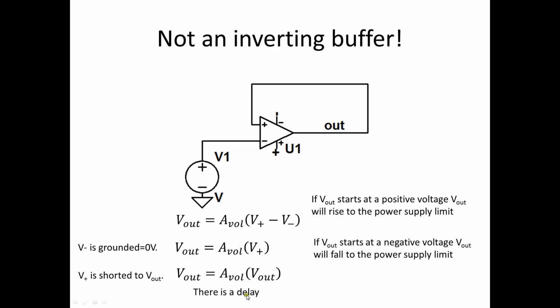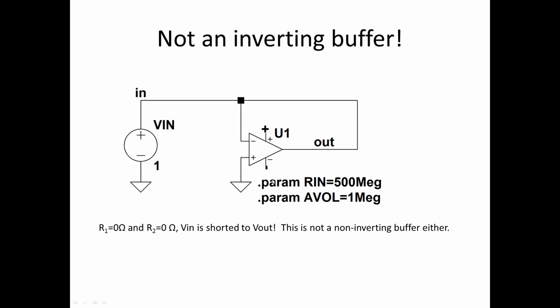But in a circuit, there would be a delay between this and that. And there's capacitors in here that you can't see. So what would really happen is if V out starts at a positive number, this positive feedback will just keep driving V out up over time until it hits the limit. If V out should randomly start out at a negative voltage, it will fall to the power supply limit. So not this circuit and not this circuit. I see sometimes people trying to use them. Please don't. They don't work.